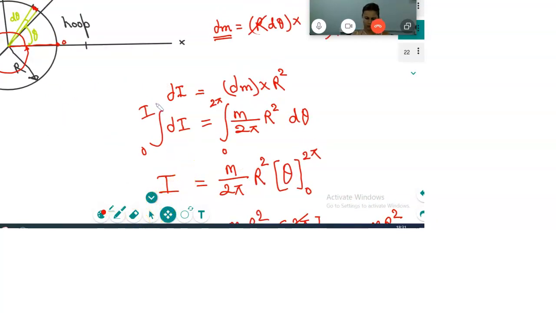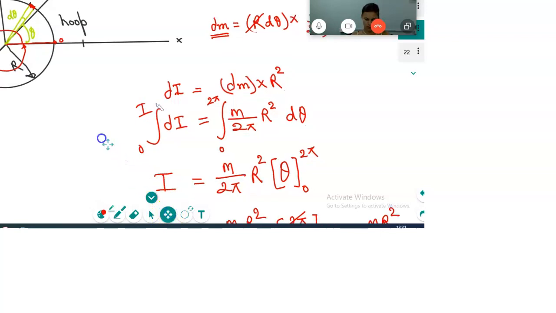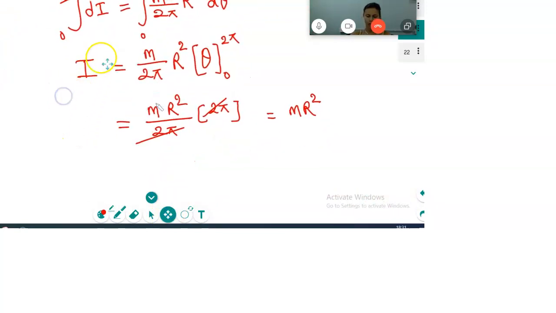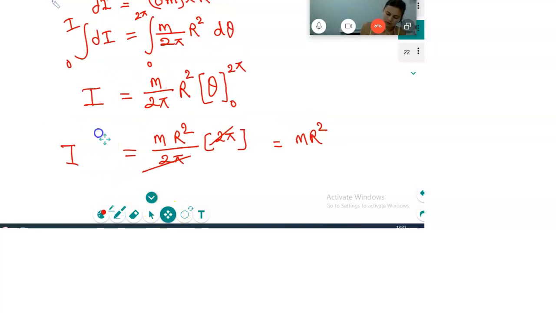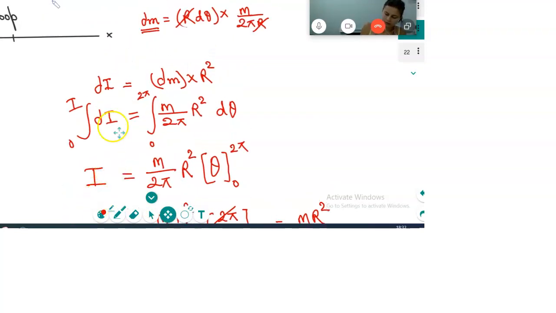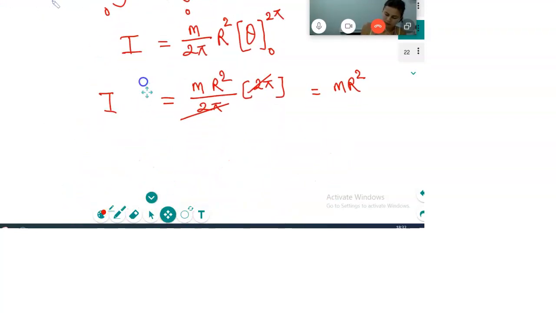Is it clear? So the moment of inertia of a small piece is going to be the whole mass. What moment of inertia? The moment of inertia of the whole body, right? Whole body means the circular hoop. This is the circular hoop. Now I have cut it; I cannot make it a circle again. So is it clear now? Yes. Okay.